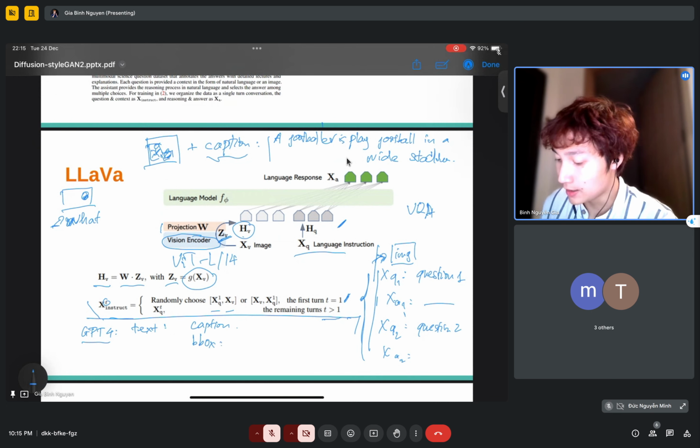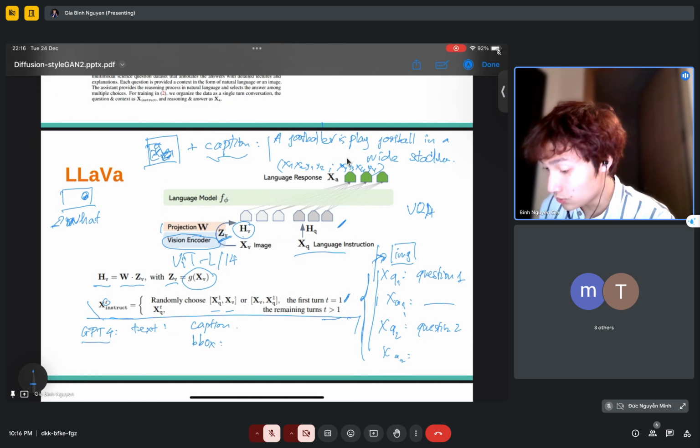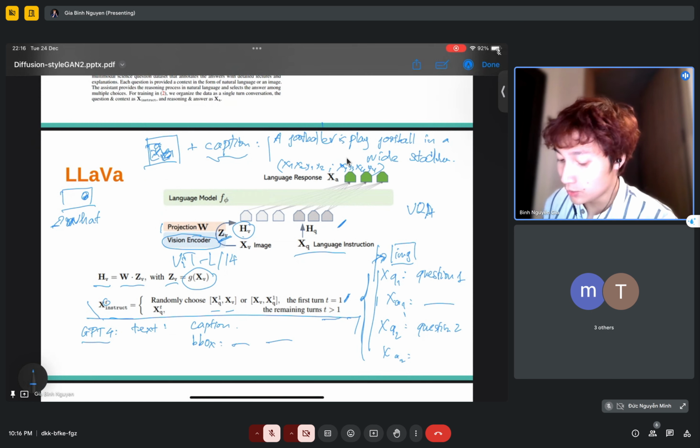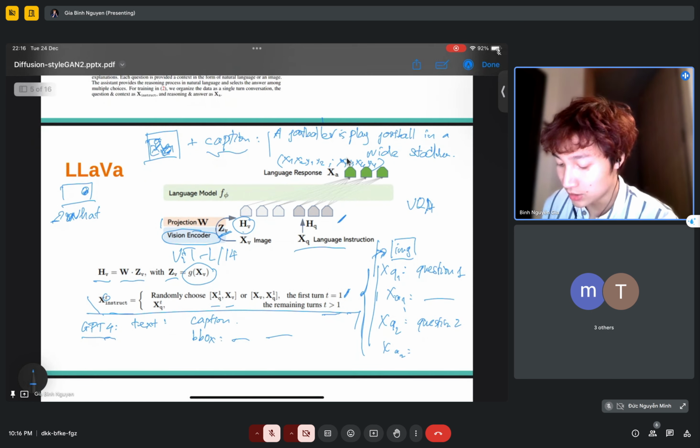For example, here we have x1, x2, e1, e2 and x3, x4, e3, e4 for the ball, and x1, x2, e1, e2 for the footballer. So we will also put them here, and then we will ask GPT-4, based on this caption and bounding boxes, to generate the multi-turn conversation, which is the chat between user and assistant.